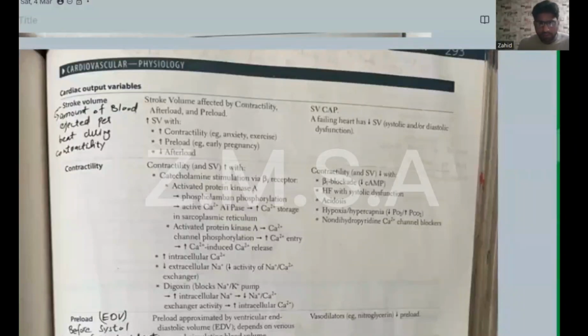Okay, so after great discussion in Urdu language, now we are going to discuss cardiac output variables as a reading from the book First Aid, page number 293 and 294. So about cardiac output variables, first of all, stroke volume.